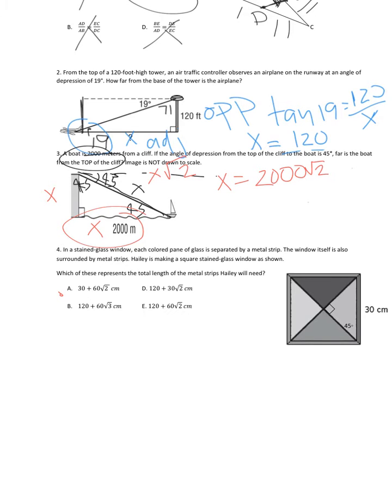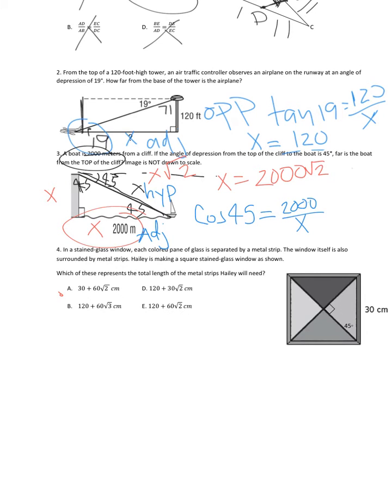If you don't remember that, though, you're going to have to do some trig, and we'll go to blue for that. You have adjacent, you have hypotenuse, that's cosine. Cosine of 45 degrees equals 2,000 over x.